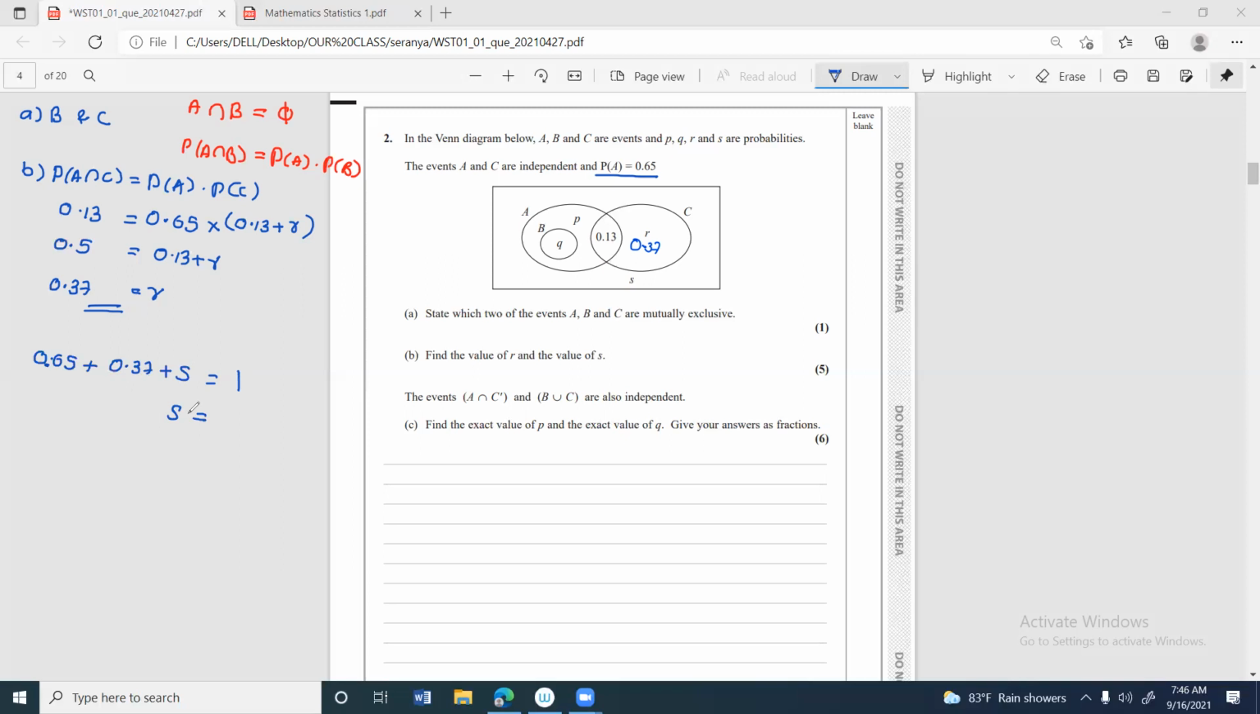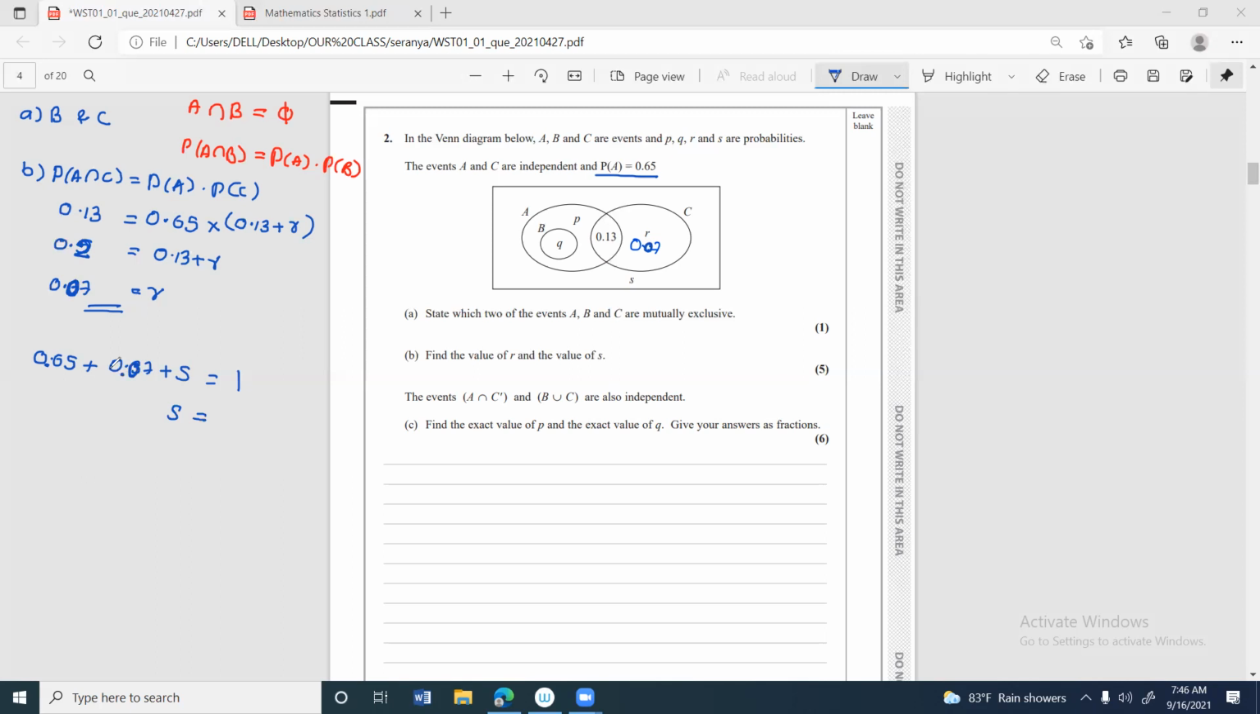Give me a second. Is that 37? Sorry, this should be 0.15. Let me see. 0.13 divided by 0.65 is 0.2. That is the problem I came across. I made a mistake. This should be 0.2, and therefore this should be 0.07. This should be 0.07 here, and this should be 0.07.